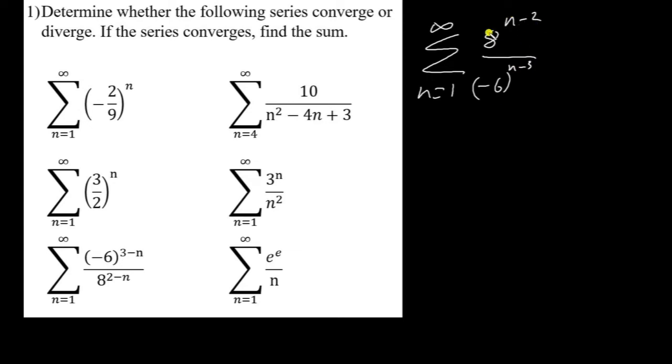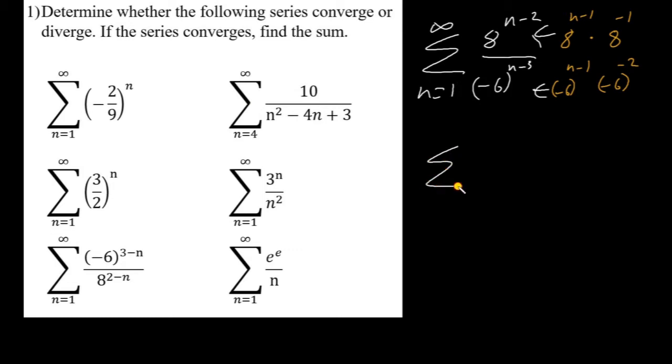We can split this 8 to the n minus 2 into 8 to the n minus 1 times 8 to the -1. Now it looks right. And similarly, we can split this into -6 to the n minus 1, and then -6 to the -2, like that.